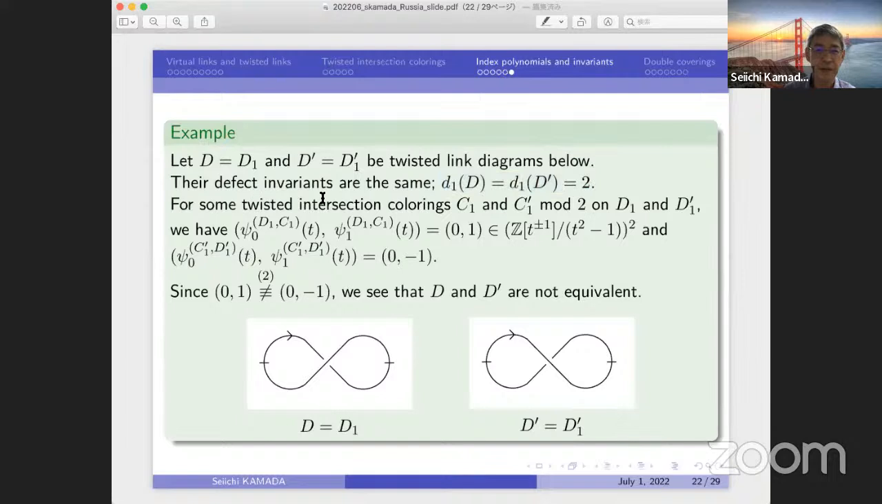But consider our invariant. So take some intersection coloring modulo 2. Since the defect is 2, we can consider the modulo 2 invariant on D1 and D2, and compute the pair. This pair is 0, 1. I omit the computation, but it is 0, 1 in this polynomial ring. And the other one is 0, minus 1. And 0, 1 and 0, minus 1 are in this ring not two equivalent. So we see that D and D prime are not equivalent as twisted rings.